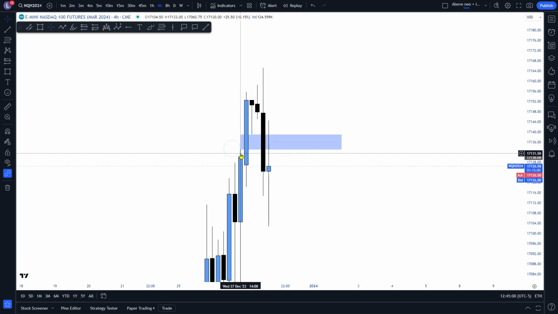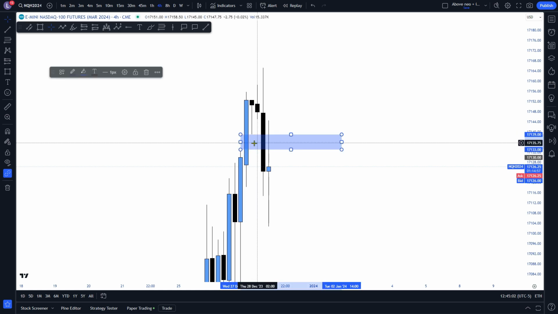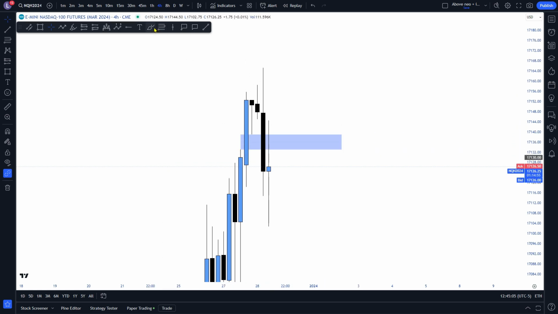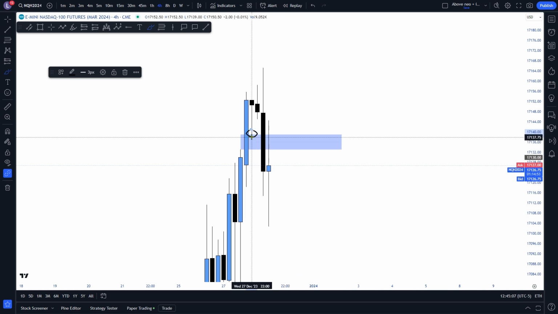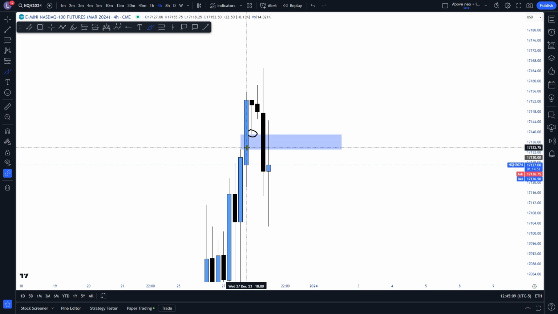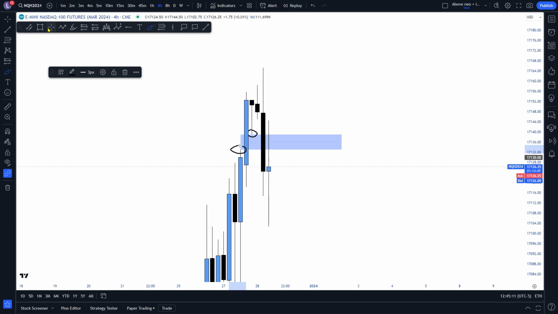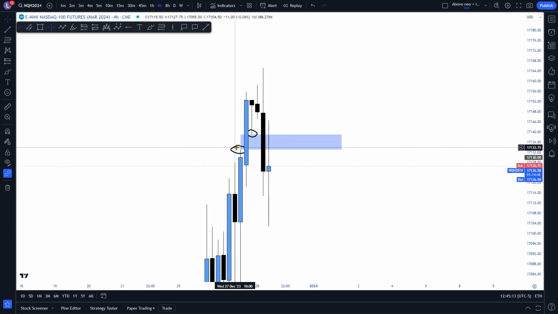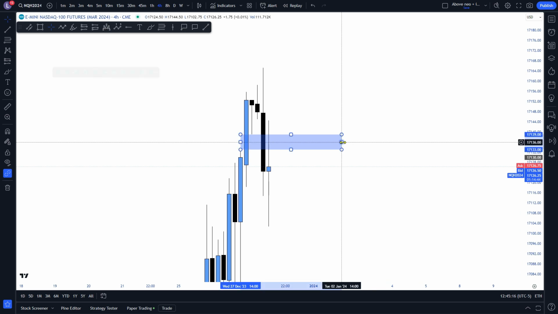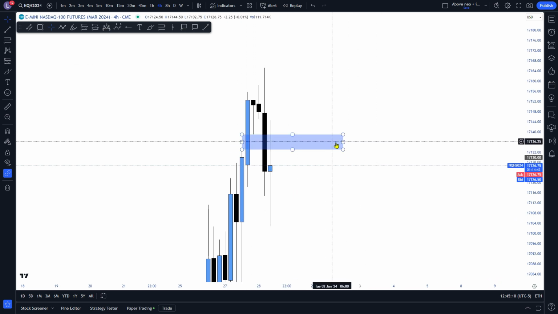So as you can see here, we have 1, 2, 3. So there's that third candle there and this first candle there. As you can see, from there to there, the candles do not touch or overlap at all. Therefore, that is just a fair value gap.